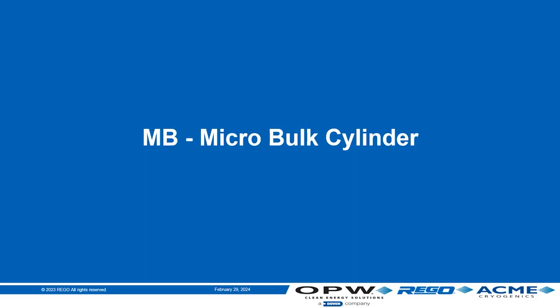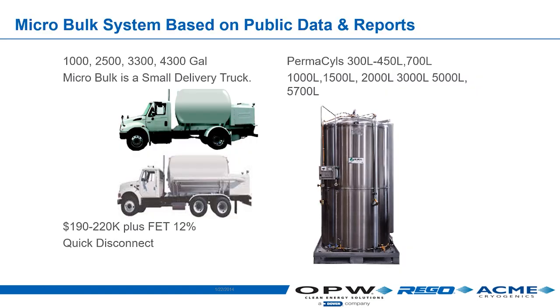Micro bulk. This was, I'm going to say, in the late 90s, Chart came out with a micro bulk truck, and it was a small delivery truck for the independents to be able to reduce their cost. If they happen to live close to an air separation plant where the liquid's made, they could go pick up the product. And a picked up product price is a lot cheaper than a delivered one.